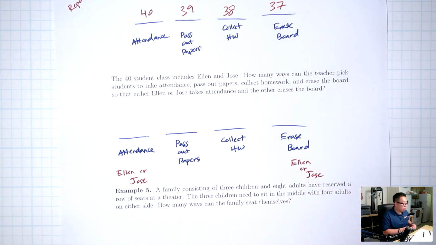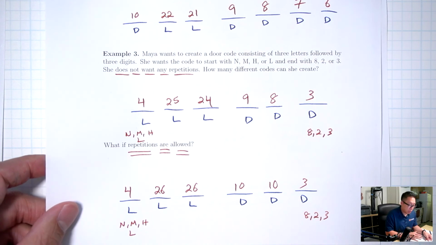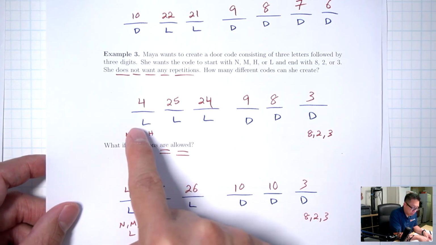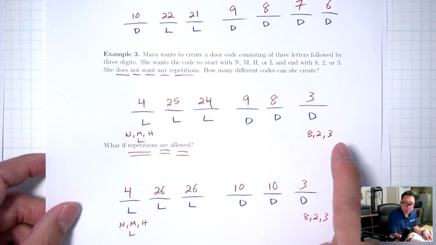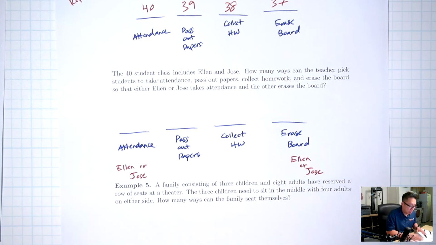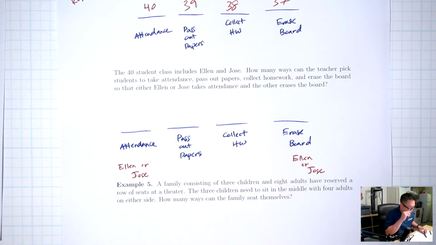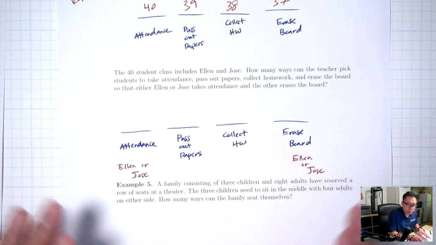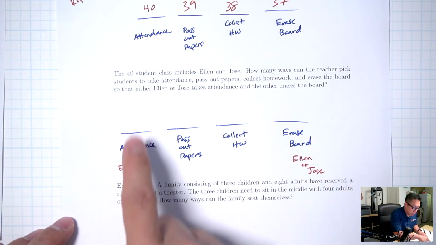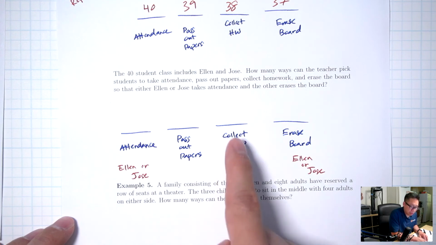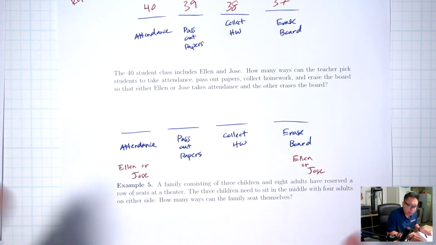Okay, so this is very similar to the code example here, where I'm telling you what I want you to use for the first blank and what I want you to use for the second blank. So same situation here. I want you to use Ellen or Jose for the first blank and Ellen or Jose for the second blank. And it doesn't always have to be the first and last blank. I could say I want Ellen or Jose for attendance and then the other person to collect homework. So it doesn't matter that it's the first and last blank.